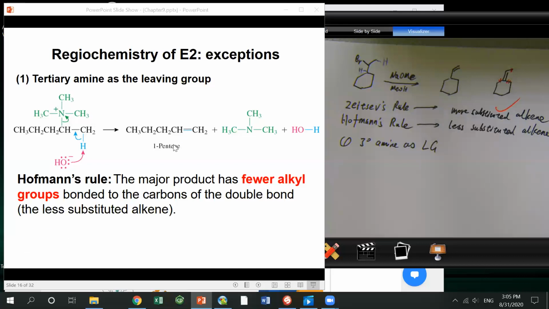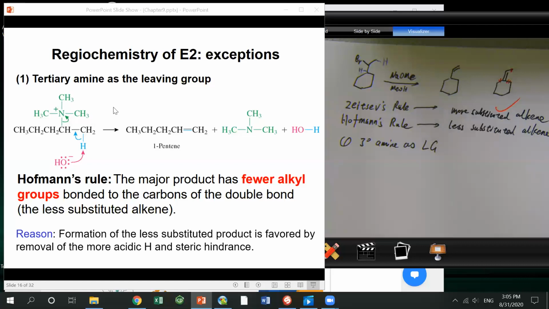The reason is that normally this tertiary amine is very bulky and totally blocks the base from attacking the internal beta hydrogens. But for the terminal beta hydrogens, because they are external, there is less steric hindrance, and they are easy to attack by the base.